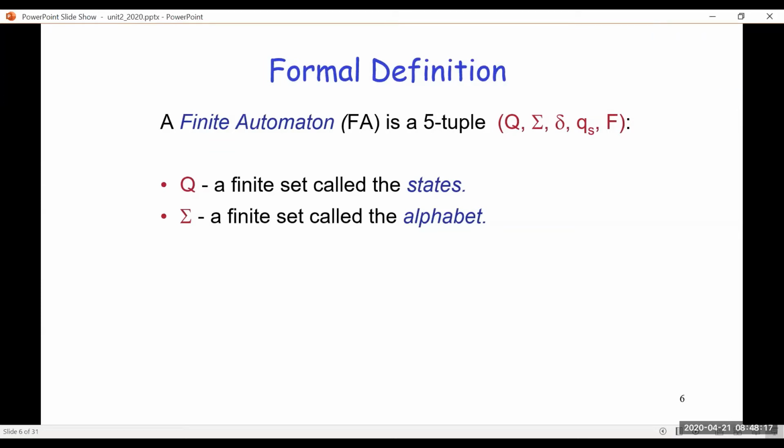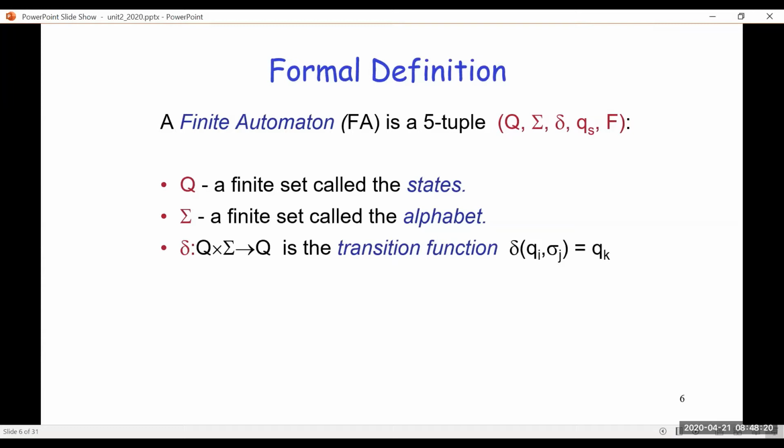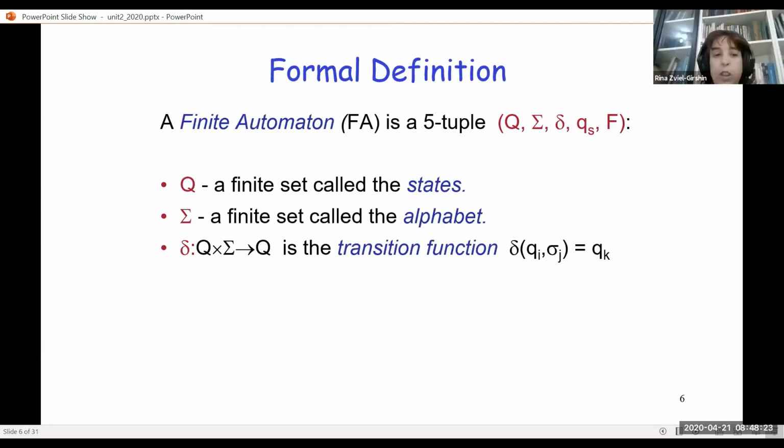We are using a transition function. Basically, we have a current state Q that we are in now, and an input letter. We are moving from the current state with the input letter to the next state. The transition function is called delta. So we have some state Qi, we have an input letter sigma j, and we are moving from Qi and sigma j to the new resulting state Qk in this drawing.